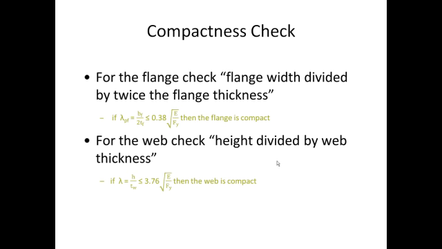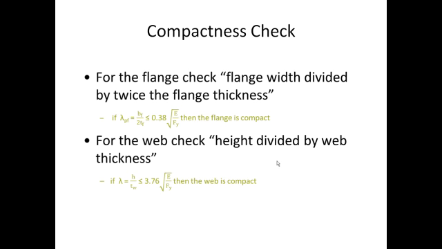For the web, you do basically the same thing. You calculate a parameter. This time it's h over t sub w, the height of the web divided by the thickness of the web. Again, that's going to be a value that's actually listed in the property tables, so you can just look that up and then make sure it's less than or equal to 3.76 square root of E over Fy. If that's the case, then the web is compact.